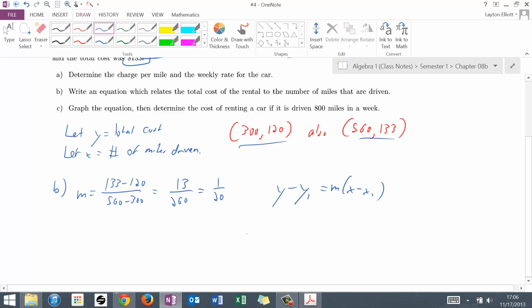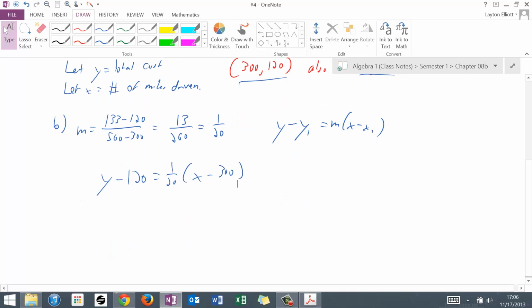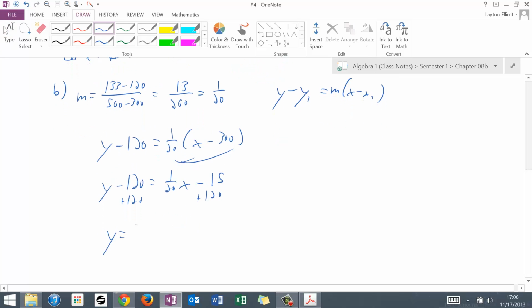We're using one of the points. So y minus 120 equals 1/20th times x minus 300. If I distribute the 1/20th, I get 1/20th x minus 15, because 1/20th of 300 is 15. Add 120, and you get y is equal to 1/20th x plus 105. So that's an equation that answers part B.